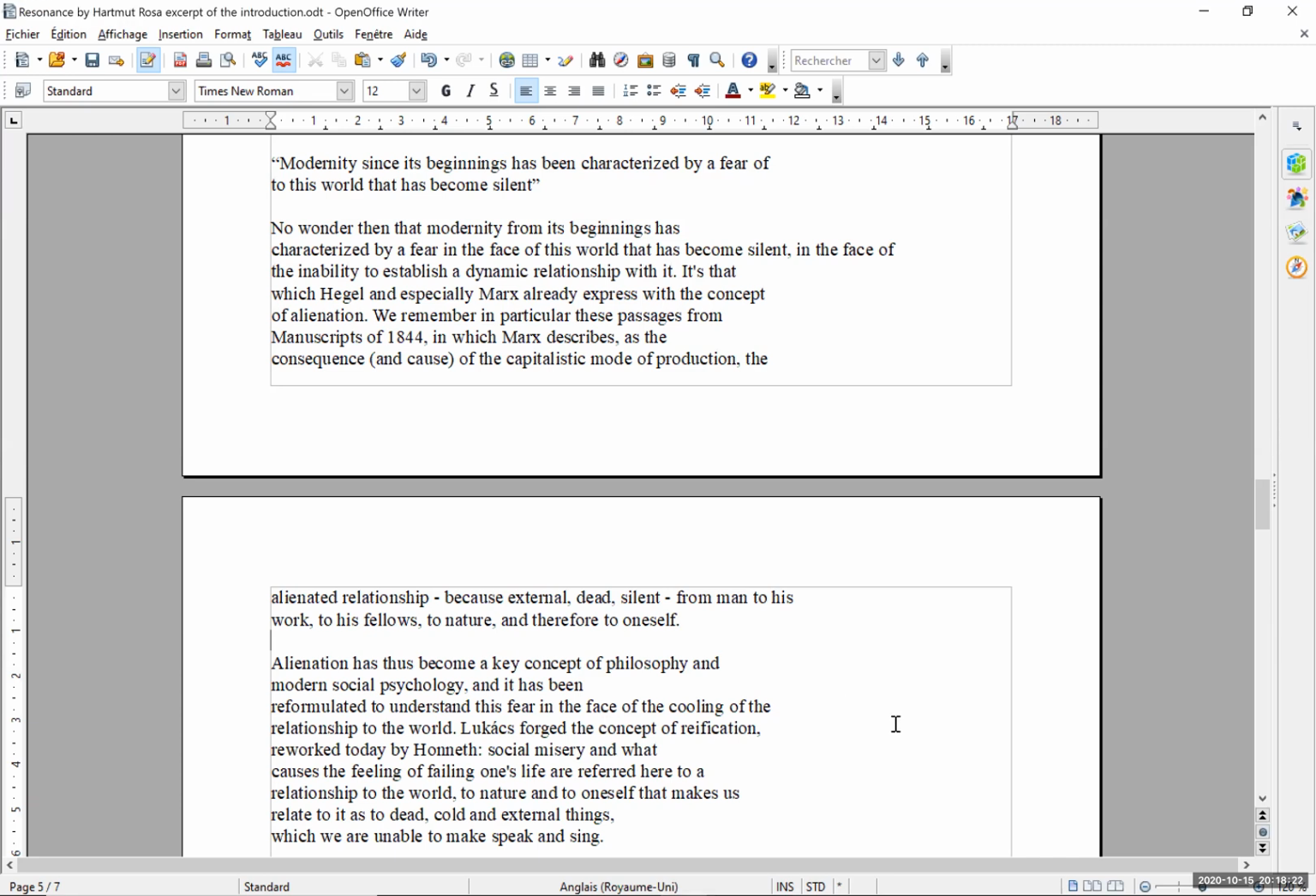Alienation has thus become a key concept of philosophy and modern social psychology, and it has been reformulated to understand this fear in the face of the calling of the relationship to the world. Lukács forged the concept of reification, reworked today by Honneth. Social misery and what causes the feeling of failing one's life are referred here to a relationship to the world, to nature, and to oneself that makes us relate to it as dead, cold, and external things which we are unable to make speak and sing.